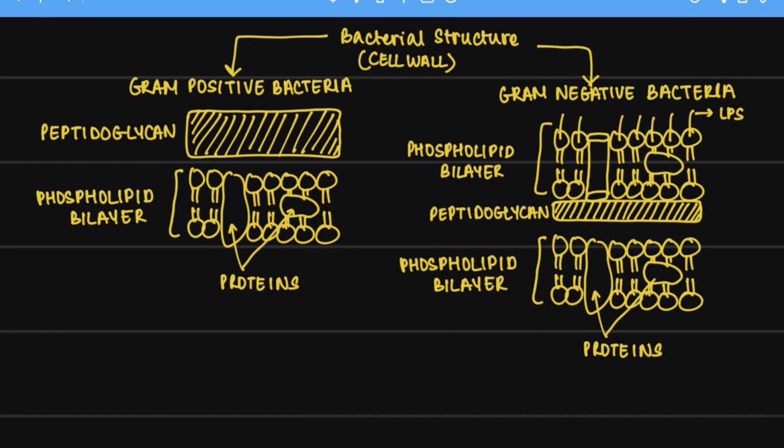Now that you know the differences in the cell wall structure of the gram-positive bacteria and the gram-negative bacteria, make sure to check out our video on the gram staining, wherein you'll get a clear idea on why and how these two bacteria stain differently.